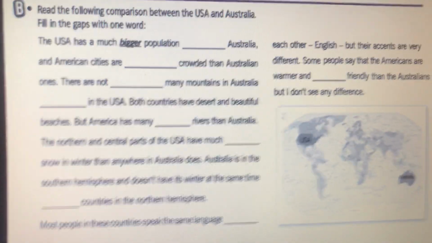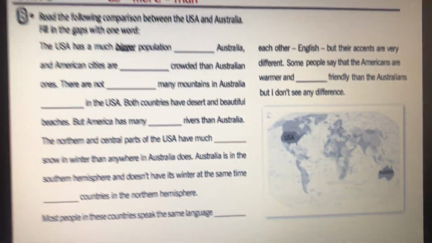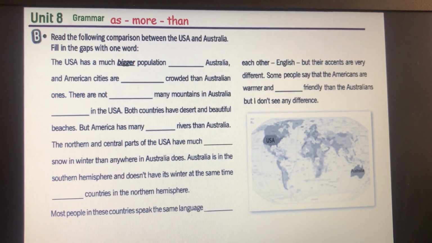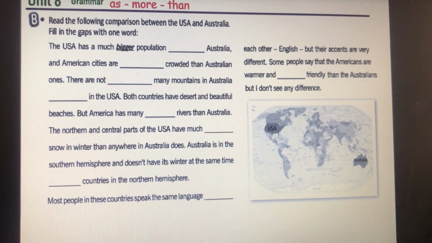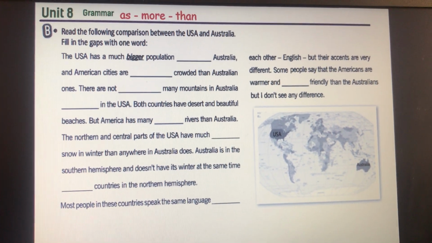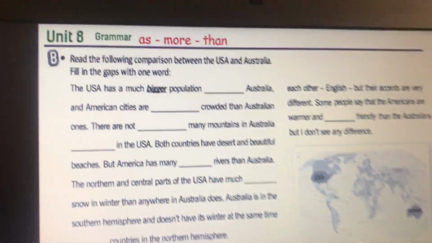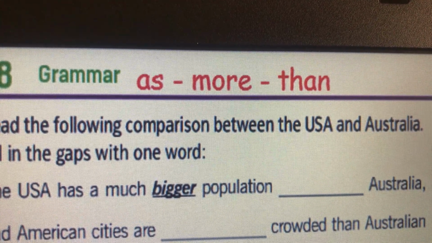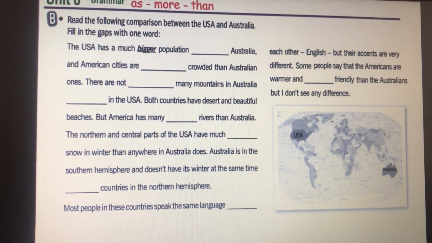Look at this. We have the USA and Australia. We are going to make what? We have 2 countries, 2 things. So it is a process of comparison. سنقارن بين شيئين. We are going to use some words that are related to comparison. I am going to make it easy for you. You are going to use these words as, more, and than. We only need these 3 words to complete this passage about USA and Australia.